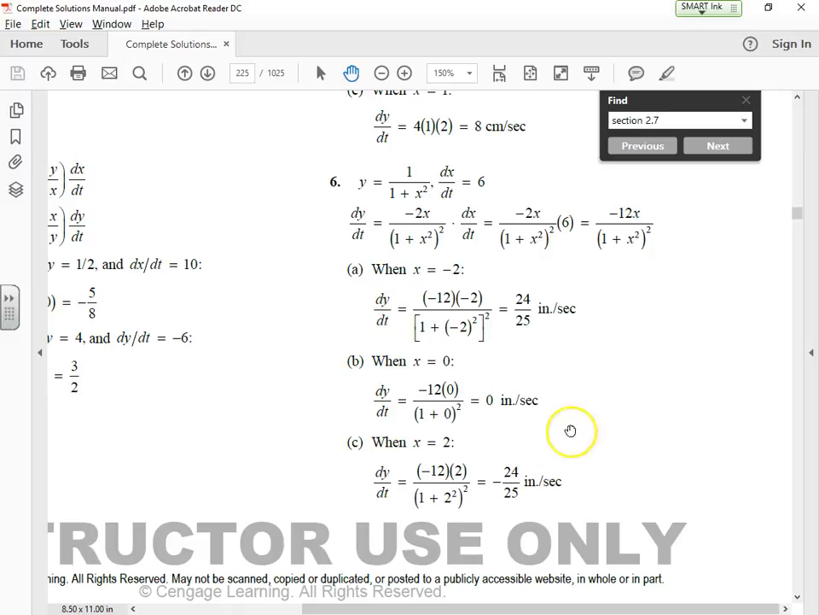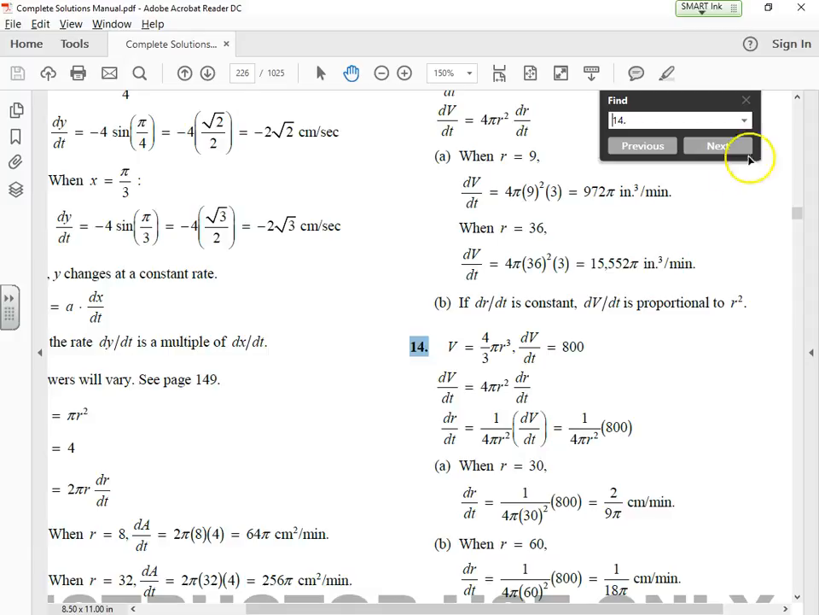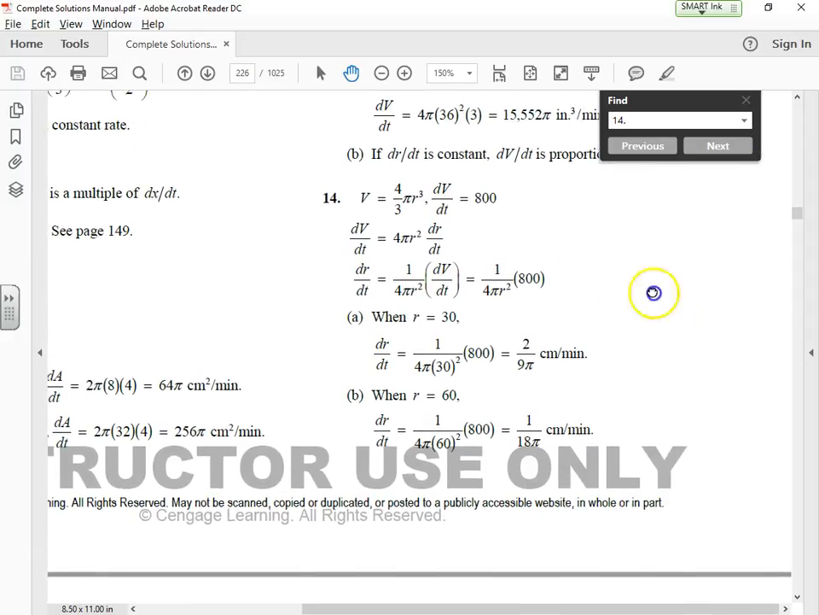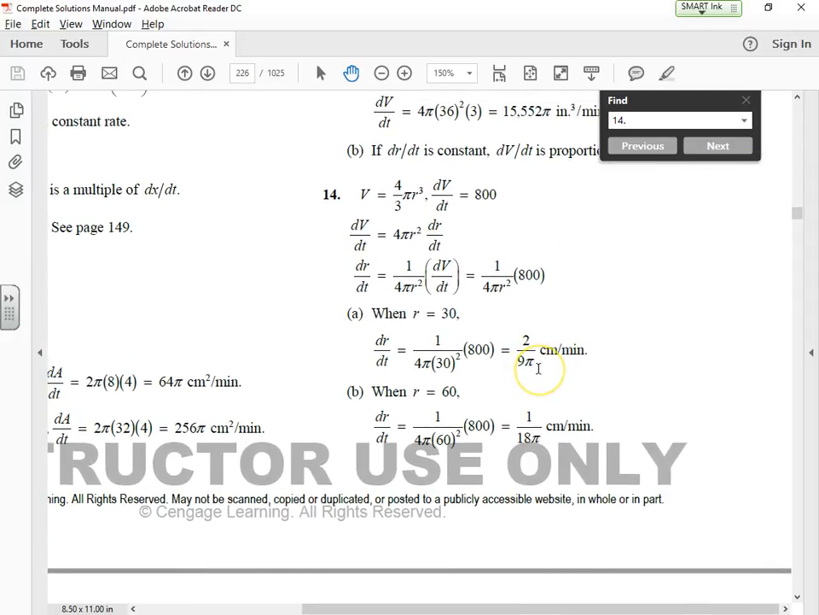A couple more seconds. Where am I going next? 14. If you want to take pictures, you may. If you want to get out your phone, it's okay. 14. A, 2 over 9 pi centimeters per minute, which I guess you could go to decimals, they just left it with pi. 2 over 9 pi centimeters per minute. B, 1 over 18 pi centimeters per minute.